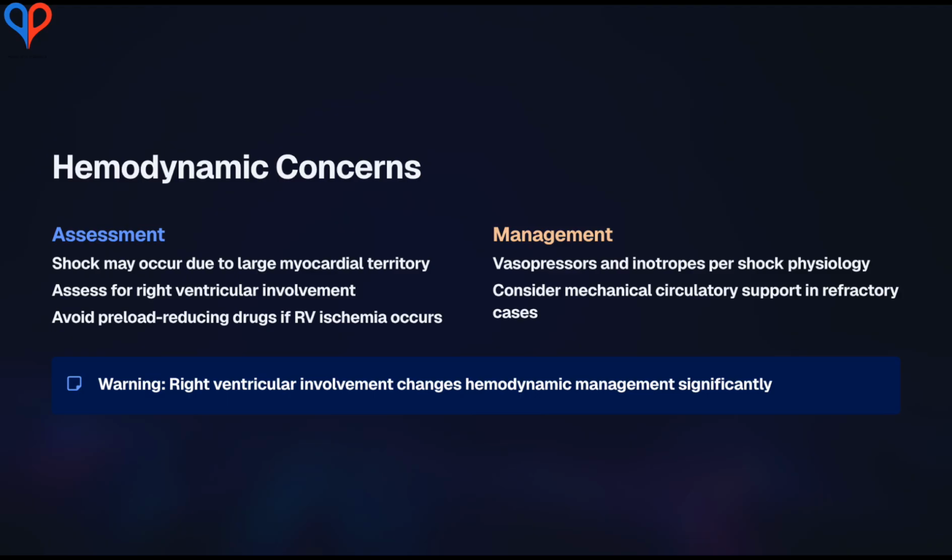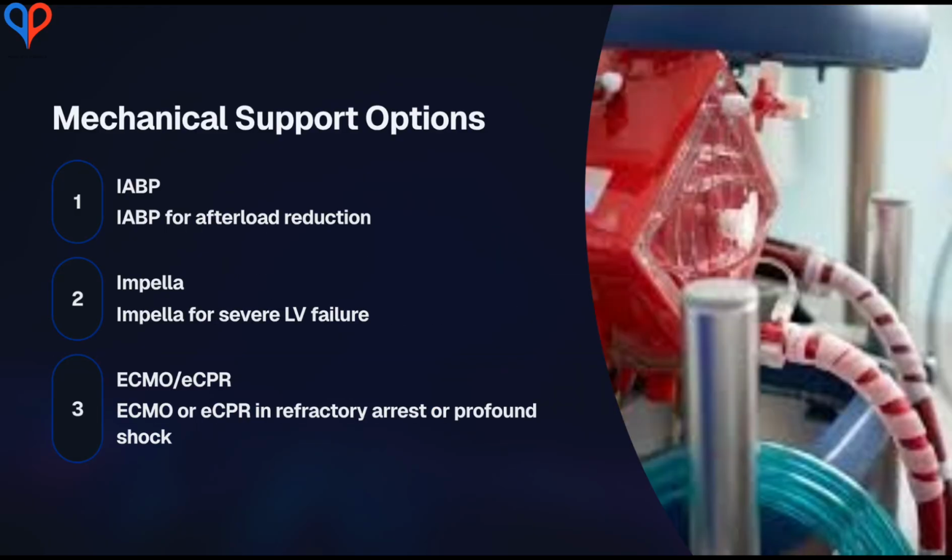These patients often require vasopressors, careful titration of inotropes, and early reassessment for cardiogenic shock. If shock develops, mechanical circulatory support becomes life-saving. Intra-aortic balloon pump provides afterload reduction, Impella unloads the ventricle, and extracorporeal membrane oxygenation, or extracorporeal cardiopulmonary resuscitation, can serve as rescue strategies when conventional therapy fails.